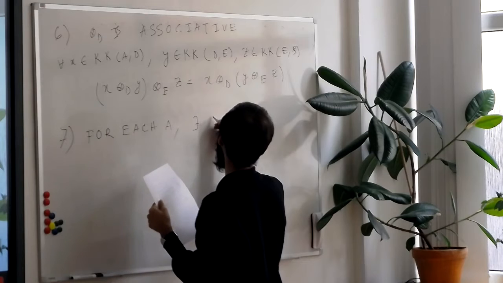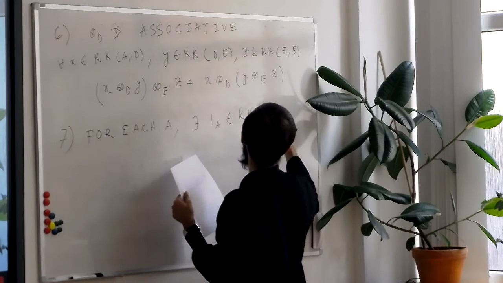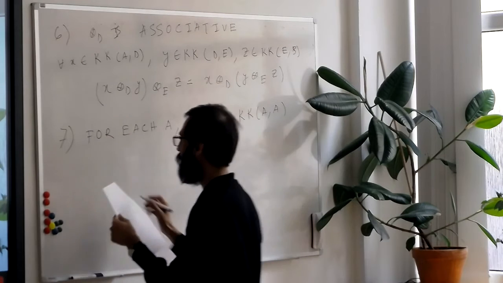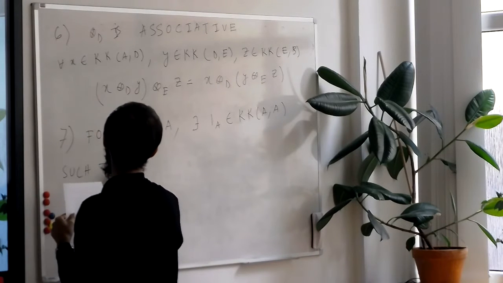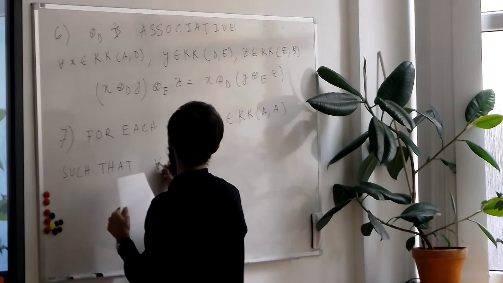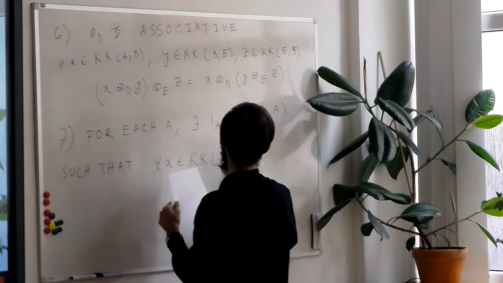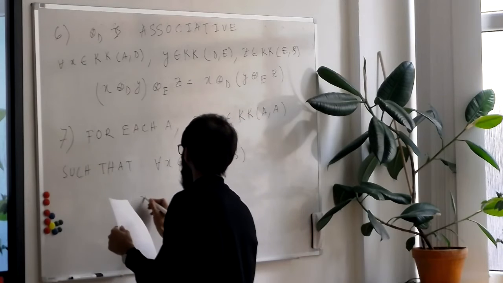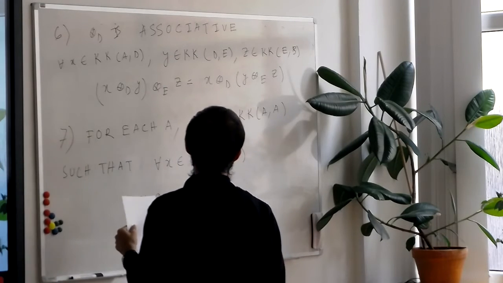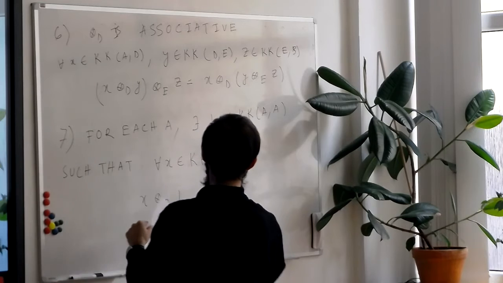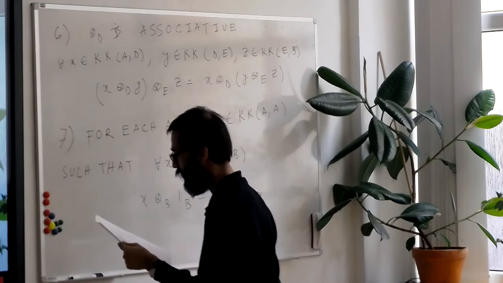Then 6.1.8. What's that? For all X in KK(A,B), X tensor 1_B with one A. So the product is unital.